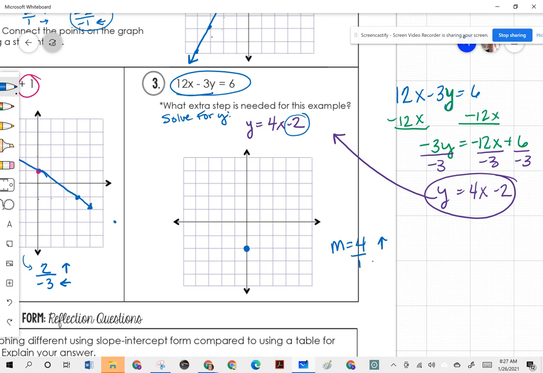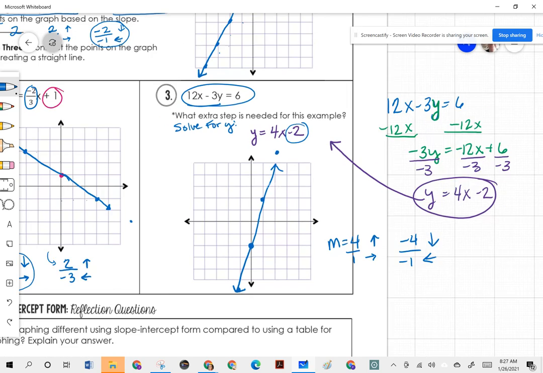So that's up 4 to the right 1, or I can put negative 4 over negative 1. Go down and to the left. So I'm going to go up first. I'm going to go 1, 2, 3, 4 over 1. 1, 2, 3, 4 over 1. I'm kind of off the chart on that. So just draw my arrow. And then 1, 2, 3, 4, and to the left. All right. And so that's what my graph is going to look like here.